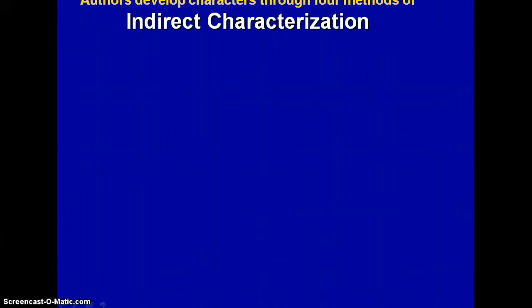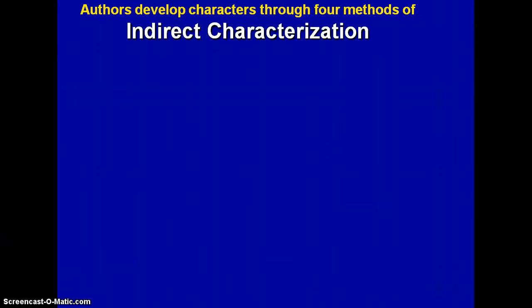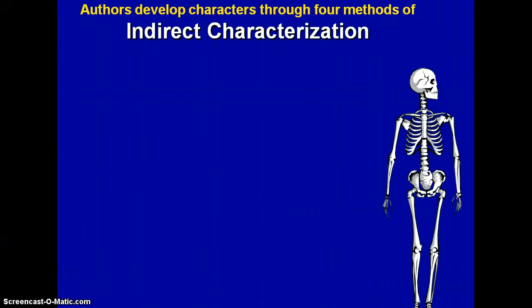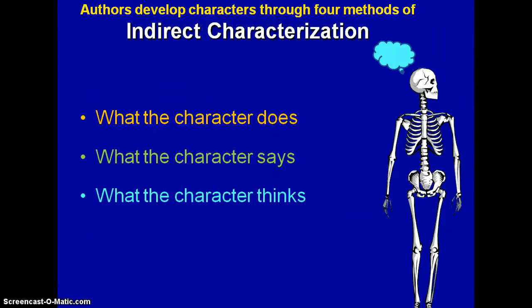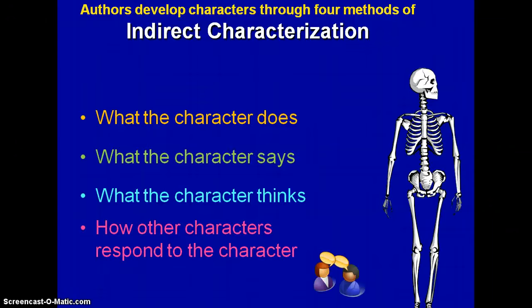Now, with indirect characterization, authors develop characters through 4 methods. We can learn about a character based on what the character does. We can learn about a character based on what he or she says, what he or she thinks, and how other characters respond to that character.